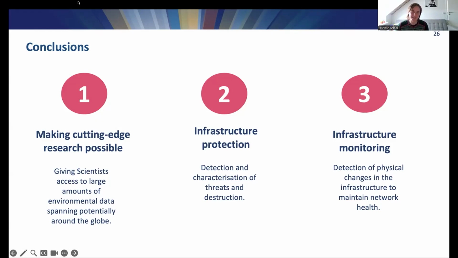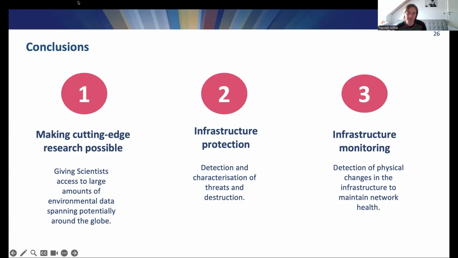The second main conclusion is that NRENs are interested in infrastructure protection. This has become more and more clear over the last few years, with more fibre cuts, specifically in the Baltic Sea. The threat to this extremely critical infrastructure is there, and the NRENs are aware and want to protect it.